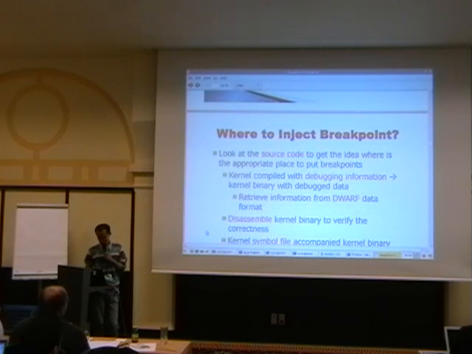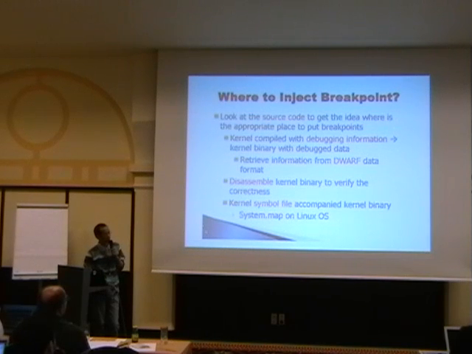You can look at the kernel source code. For example, with Linux, you have the source code, right? You compile Linux with the debugging information option. And from the kernel binary, which is in the DWARF format, you can get a lot of information. For example, you know the virtual address that corresponds to a line of a file in the kernel source code. And of course, you can always reverse the kernel binary and look at the assembly, and you can look at the kernel symbol file. This one is easy.